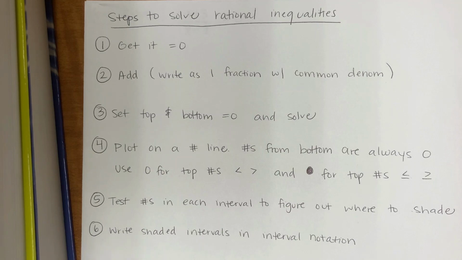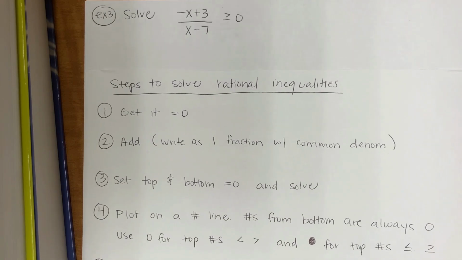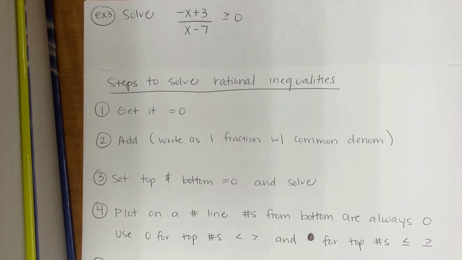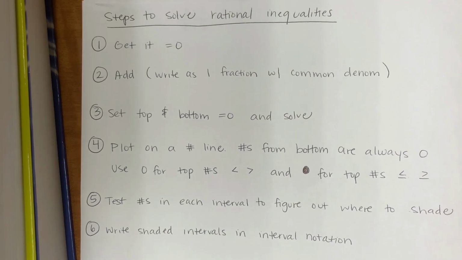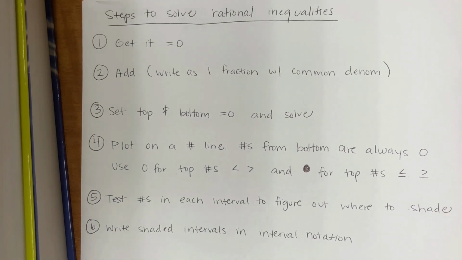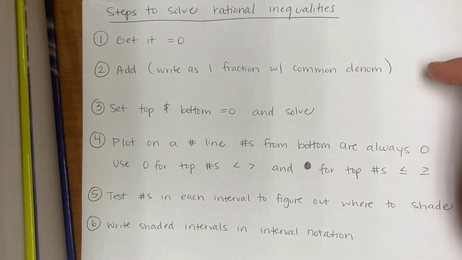Here are more examples of solving rational inequalities. This is a reminder of your steps. When you solve rational inequalities, things that look like that, you want to get it equal to 0, if it's not already. Then you're going to add your fractions together by getting a common denominator, distributing across the top, and combining like terms on the top only.